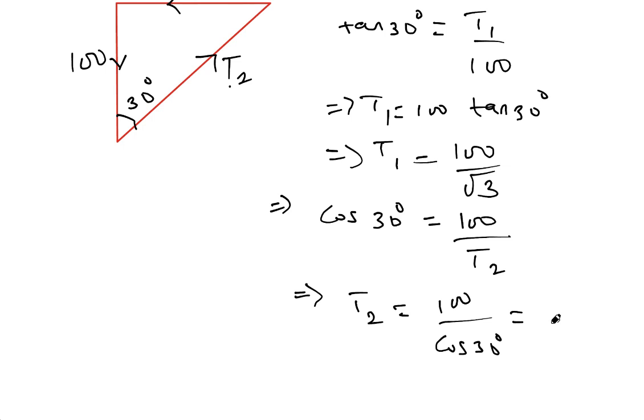If you press that on your calculator, 100 divided by cosine of 30 degrees would give 200 divided by root 3 as well. Of course, the unit is newton. And with this, you have been able to find your T1 and T2.